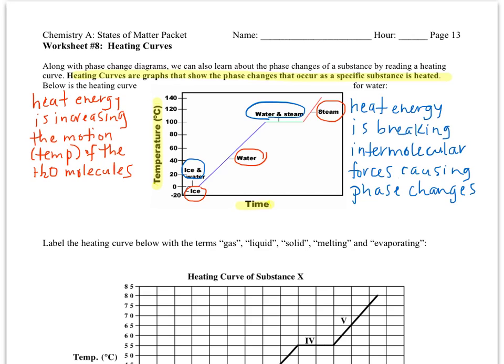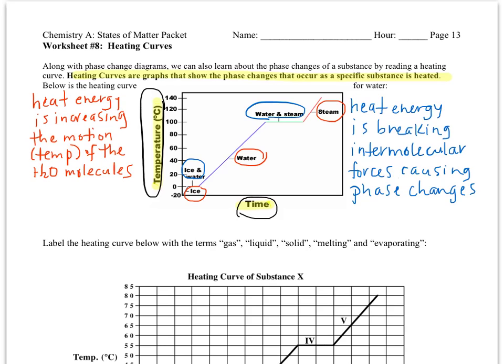Okay, now the heating curves also show phase changes, but I want you to look at the difference on the axes here. Okay, we've got time on the x-axis instead of temperature, and we've got temperature on the y-axis instead of pressure. So we're looking at kind of different things here.